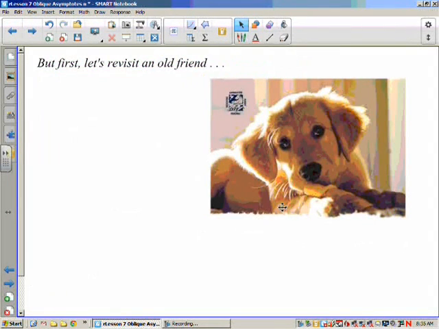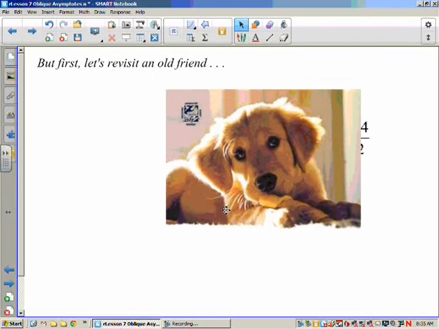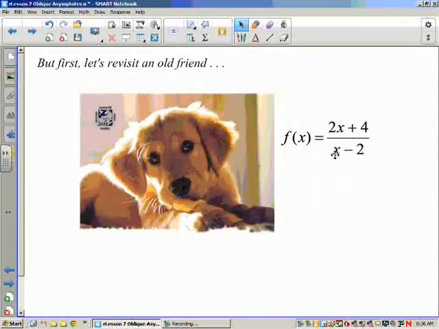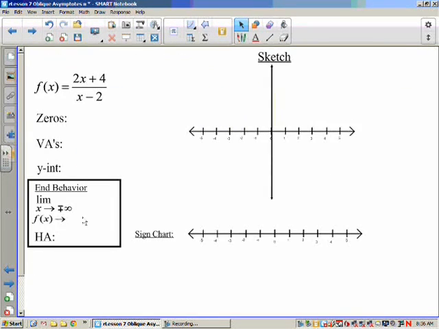But first let's revisit an old friend, the equation where we have the same on top and bottom. That gives us a nice horizontal asymptote. If I gave you this equation and had you find the zeros, fairly straightforward. -2, we have a vertical asymptote when the bottom is 0. Plug in 0, you get the y-intercept. We would know that the horizontal asymptote is the end behavior.